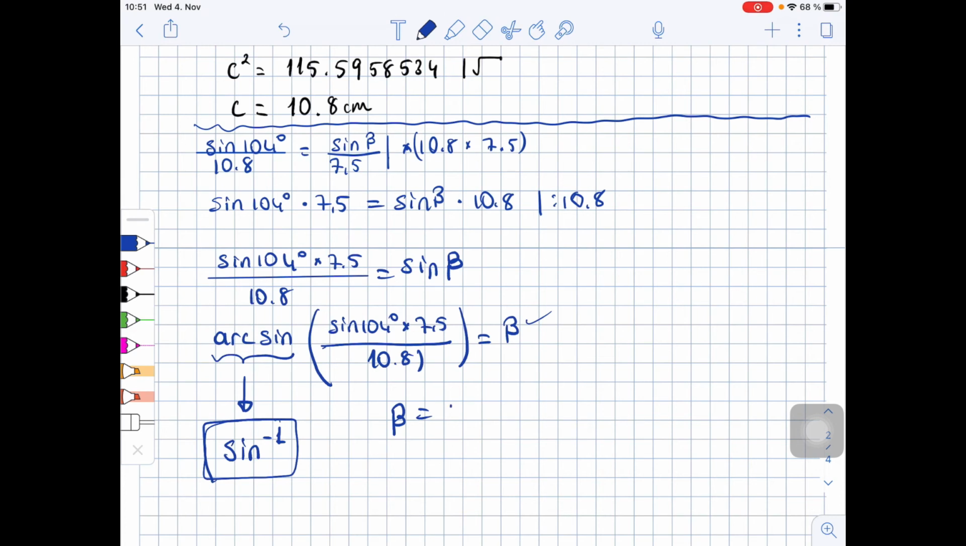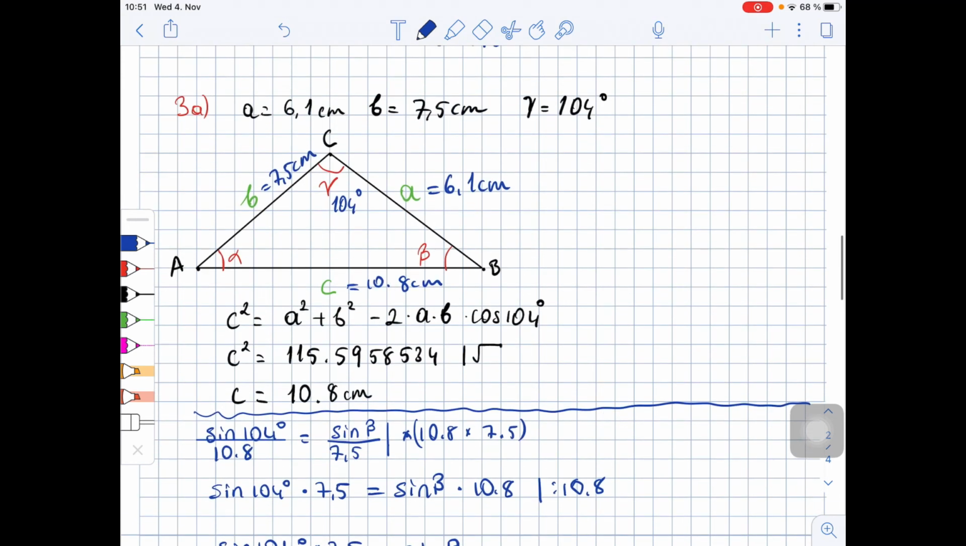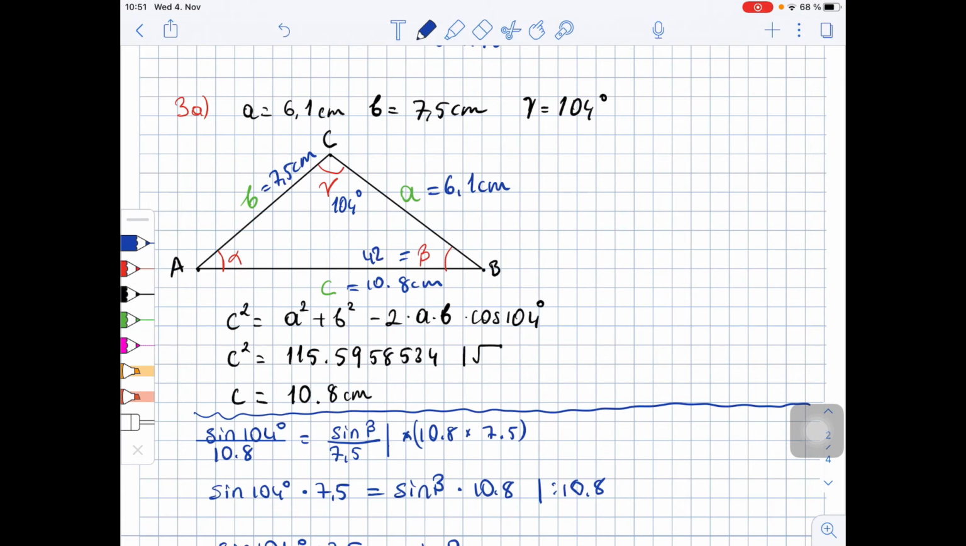Beta is equal to 42.4 degrees. So you just type this in here, 42.4 degrees. Now can you find the third angle? Of course, add these two, and 180 minus the sum of these two gives you the alpha. Let's do it then.